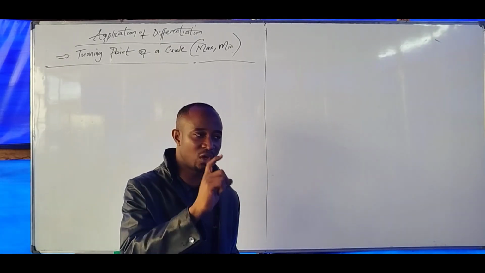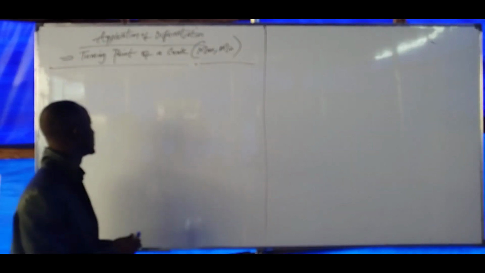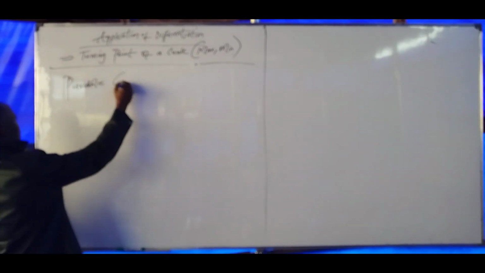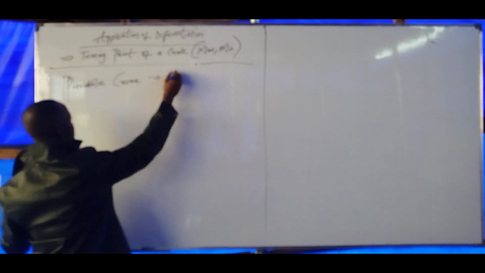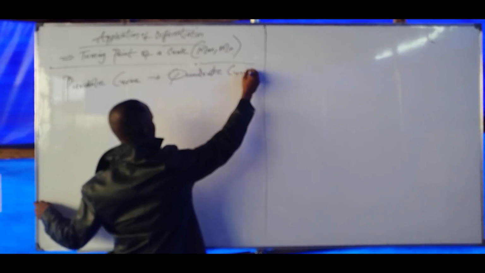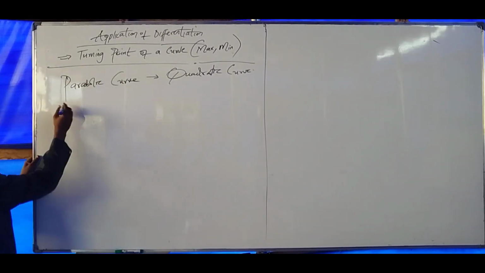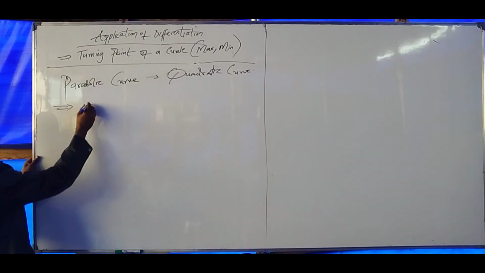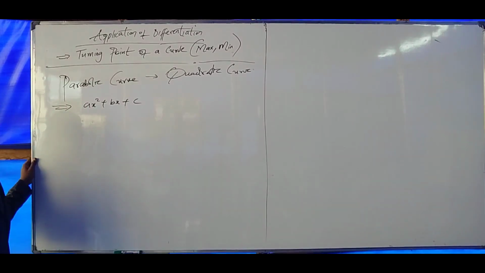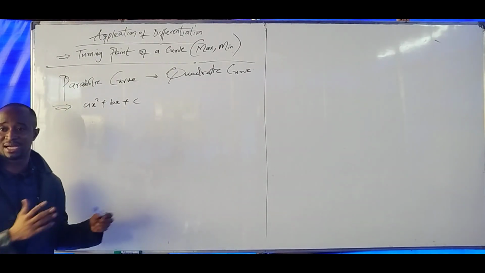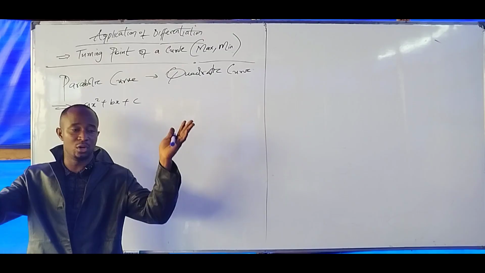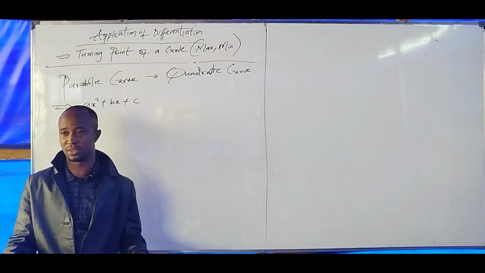Now, turning point of a curve. Let me give you an illustration. A parabolic curve is also known as a quadratic curve, and I hope you are aware that all quadratic curves have a general form of ax squared plus bx plus c. In secondary school, if you have to plot a quadratic graph, the graph can either curve open upward or curve downward.